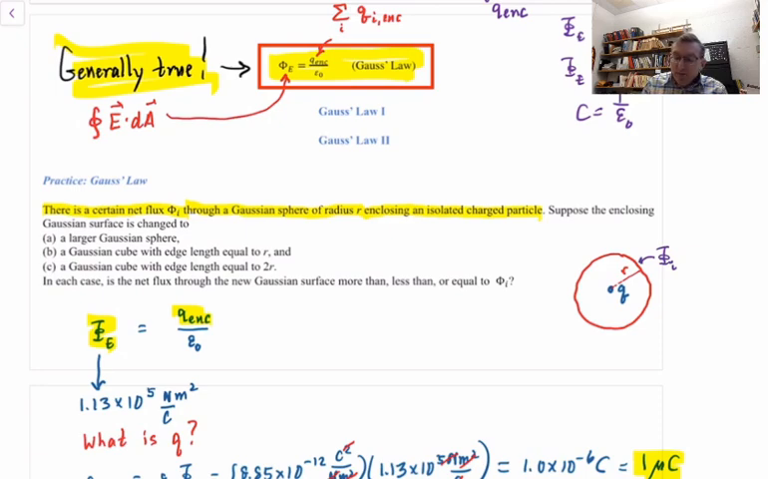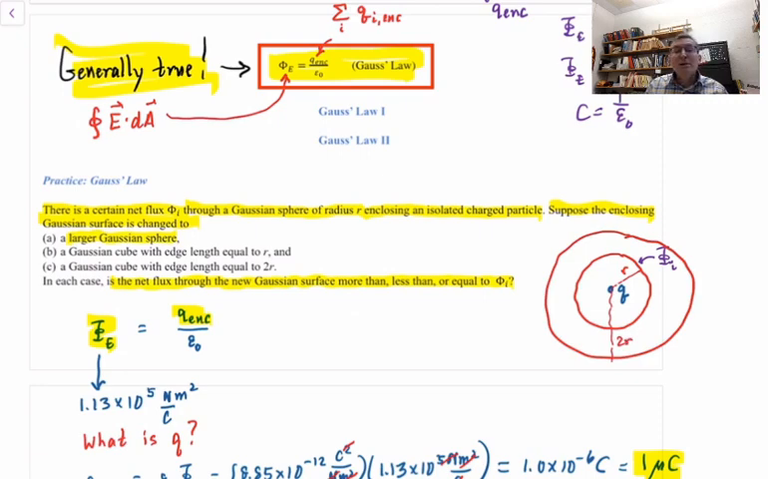Okay, now we're going to change the shape of the Gaussian surface, okay? The enclosing Gaussian surface has changed to... And in each case, what we want to know is the net flux through the new Gaussian surface more than, less than, or equal to this value I had, phi sub I. So suppose I exchange my Gaussian sphere of radius little r for a larger Gaussian sphere, maybe something like this, 2 little r. That's the new Gaussian sphere. What can you tell me about the electric flux now? It's still phi sub I, right? Because we still contain the same amount of charge. Okay.